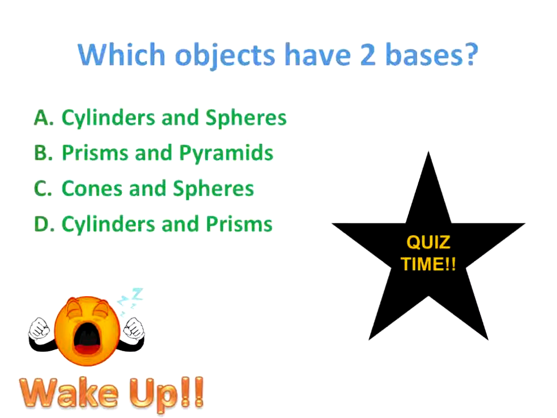So, quick quiz: which of these objects have 2 bases? On a quiz, it might phrase it in this manner, where it gives you multiple choice options. So take a quick minute and read over your options. We said spheres don't have a base, so I can cross that off. Pyramids come to a point, cones come to a point, so the only one that would have 2 bases for both of your options would be D, cylinders and prisms.